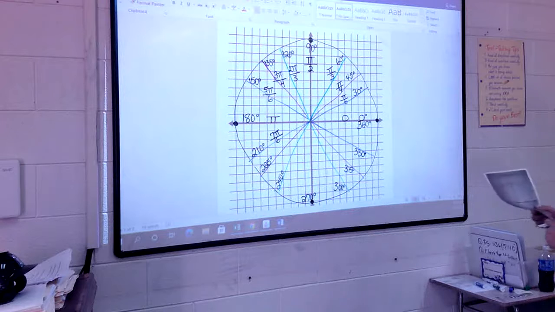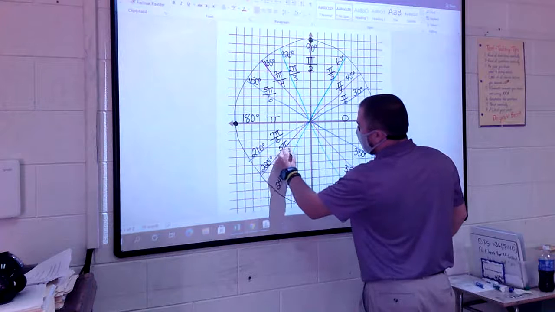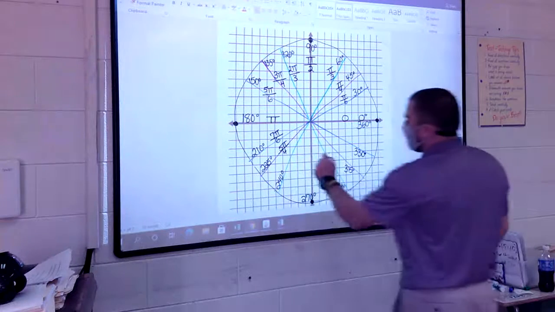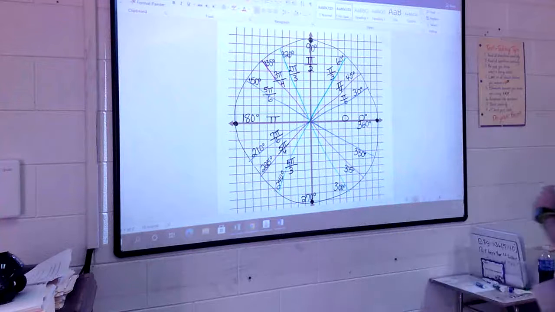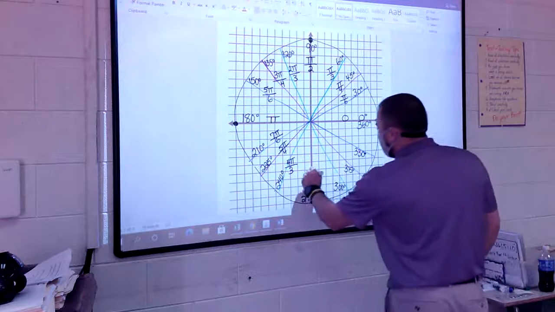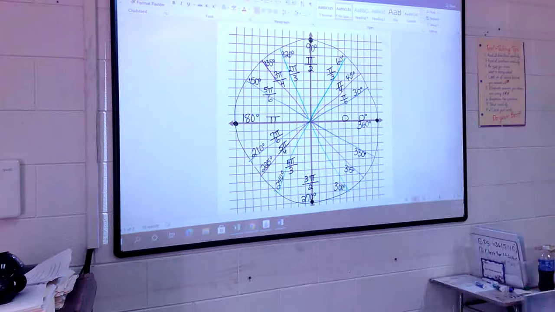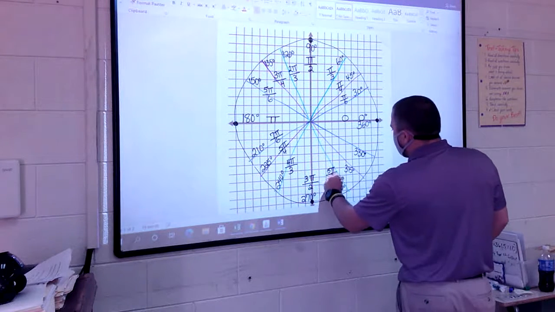225 divided by 180 is 5 over 4. So I write 5 pi over 4. 240 divided by 180 is 4 over 3. So I'm going to write 4 pi over 3. And then I have 270 divided by 180. That's 3 over 2. So 3 pi over 2. Now I've got 3 more to go and we'll be done. Actually 4. But 300 divided by 180 is 5/3. So that's 5 pi over 3.